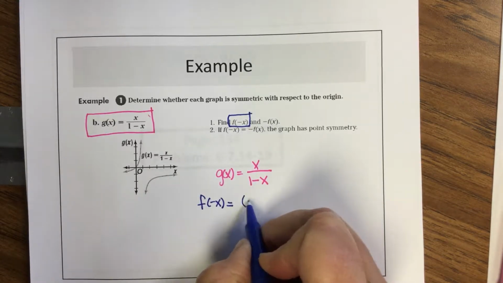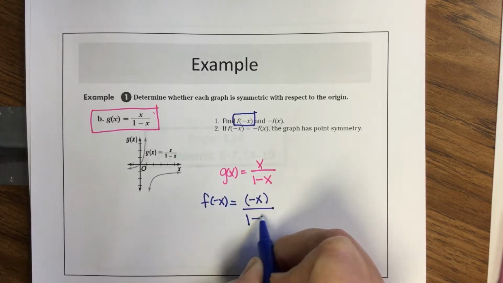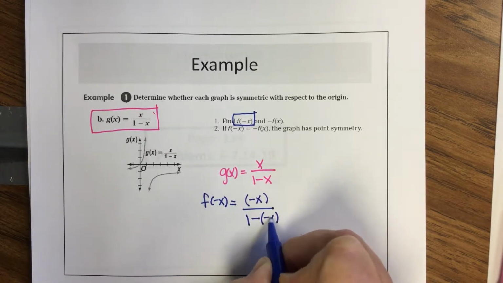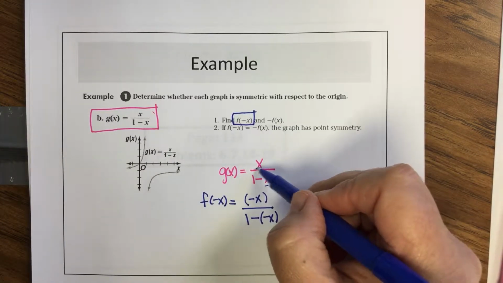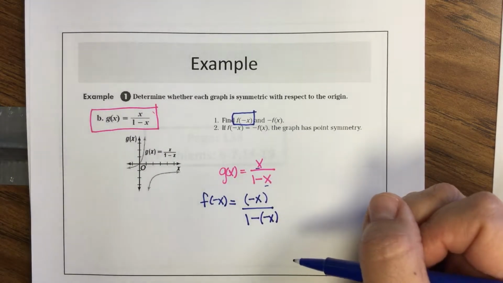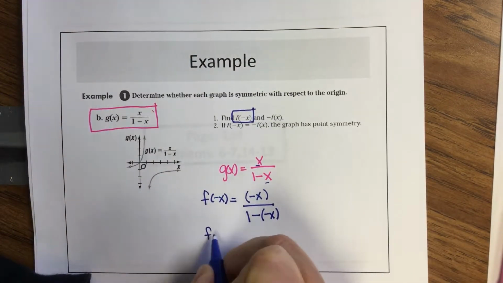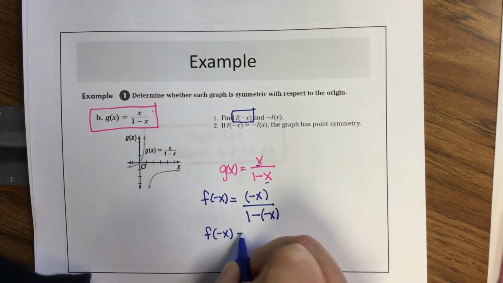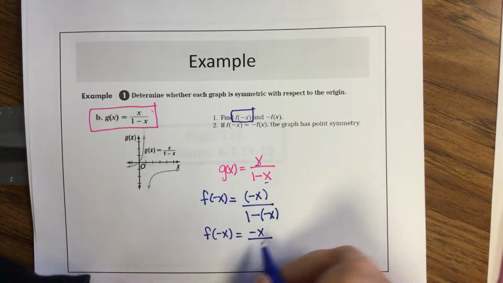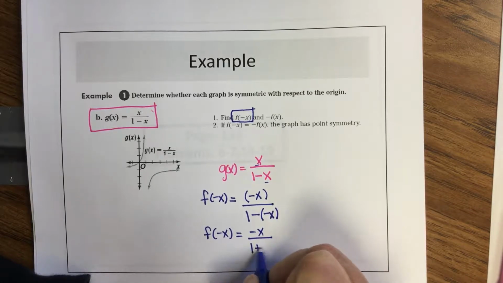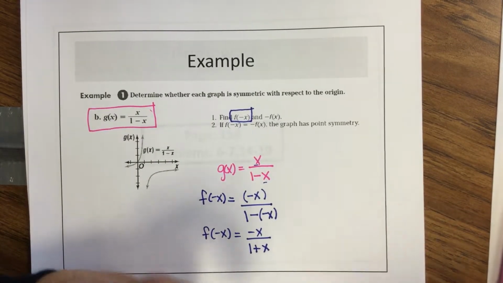So on top, I have negative x all over 1 minus negative x. Every time I got to an x, I replaced it with negative x. Now all I have to do is clean this up. So f of negative x equals negative x on top, and a negative times a negative makes a positive, so I have 1 plus x. There's my first one.